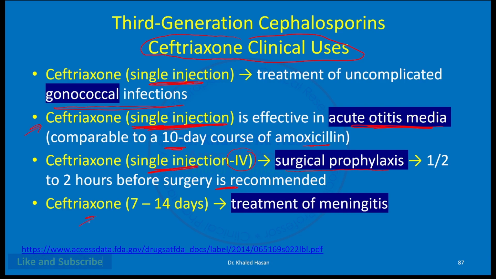Ceftriaxone, as you can see, is used for treatment of meningitis. And meningitis is considered a life-threatening infection. The patient will die from this infection if it is not treated properly. In this case, ceftriaxone should be prescribed for 1 to 2 weeks, because this is a life-threatening infection. So as you can see here, for the first three cases we focus on a single injection: for gonorrhea, for acute otitis media, for surgical prophylaxis. But for meningitis, a life-threatening infection, we need 7 to maybe 14 days of treatment.